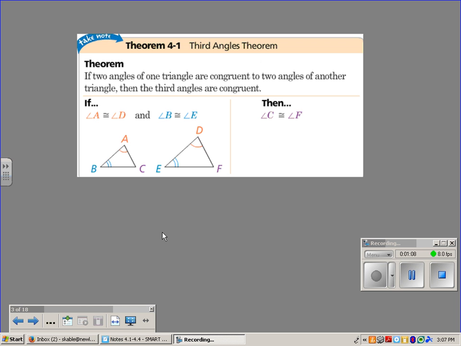Next, this theorem is also called the no-choice theorem, or the third angles theorem. It's all about this: if we have two angles in a triangle that are equal to two angles in another, then the third one has to be equal automatically. It's very simple to see why, because the angles in a triangle always add up to 180 degrees. If two of the angle pairs are equal, the third one has to be, because the other two add up and you subtract from 180, which is the same number for the other triangle. So they're just going to coordinate. Again, that's the third angles theorem, or the no-choice theorem.